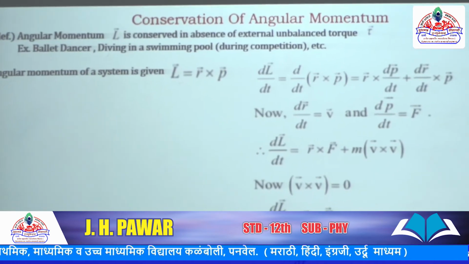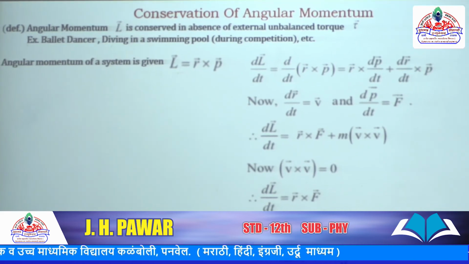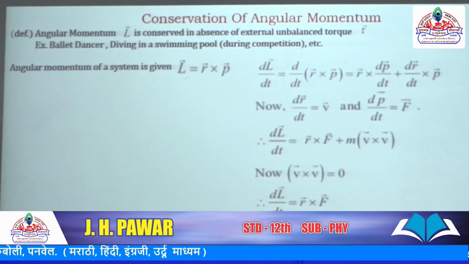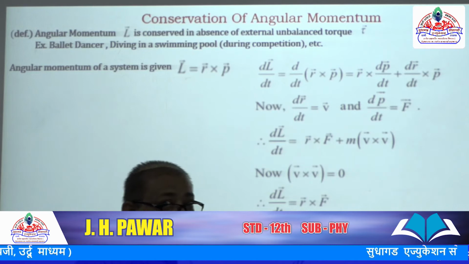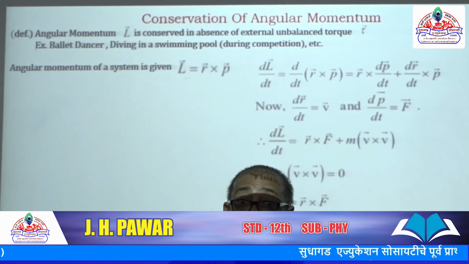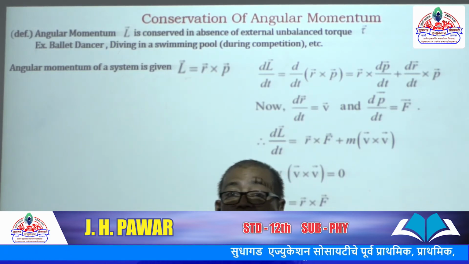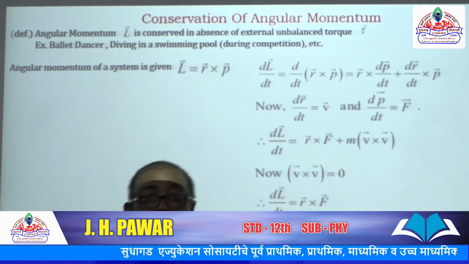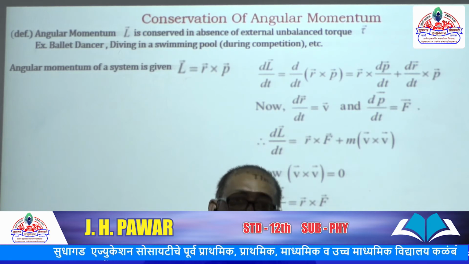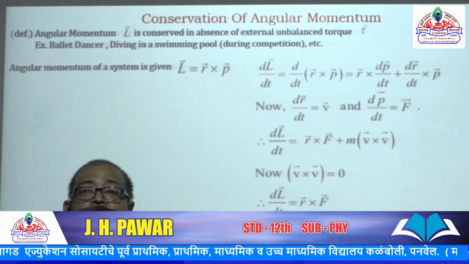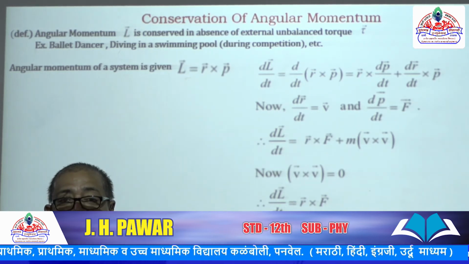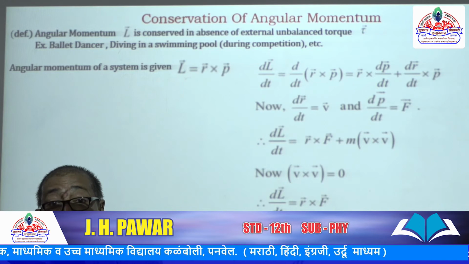Let us say, a simple law is there. We have to prove this. Angular momentum is constant in the absence of external unbalanced torque. It means no external unbalanced torque is acting on the rigid rotating body. Then its angular momentum is constant.